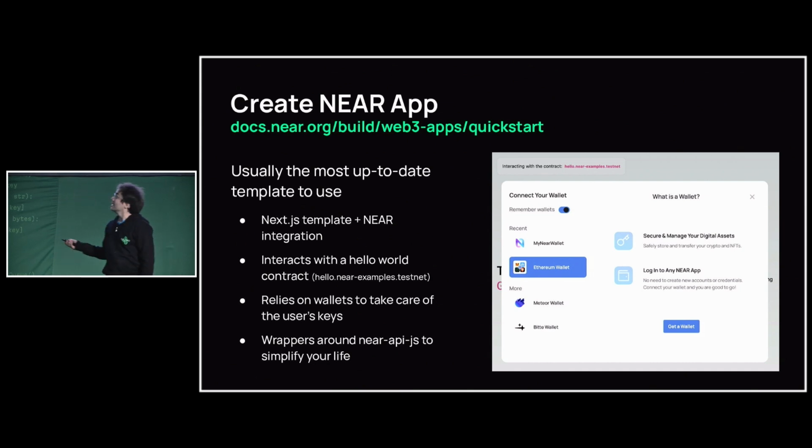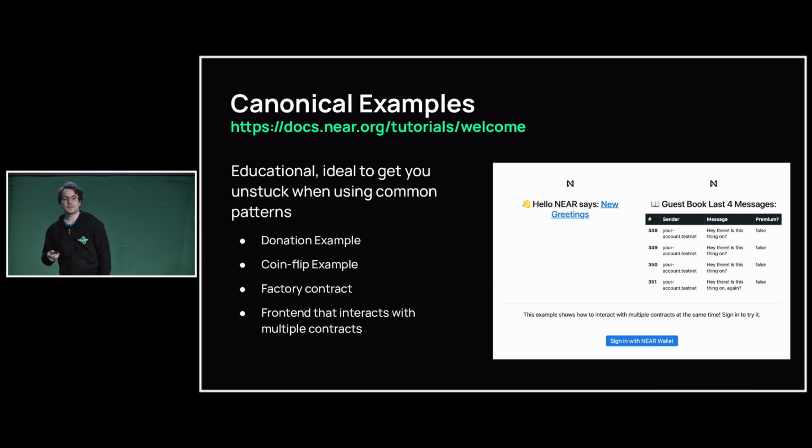Now, something else is that sometimes the hello world is kind of not enough, right? And then we have what we call the canonical examples. The canonical examples are not so much production ready, but they're a great educational material. So if you're trying to do something, for sure we have a canonical example that shows exactly how to do it and can help to get you unstuck. For example, we have a donation example that shows how a user can connect and transfer Near into a smart contract while saving data.